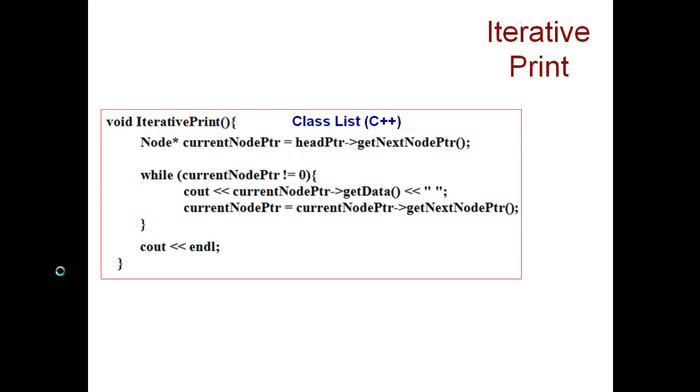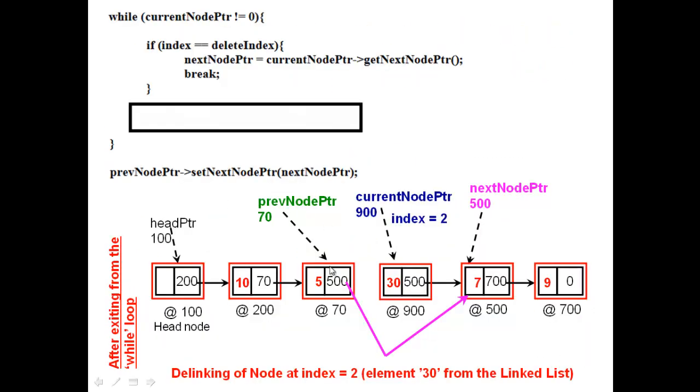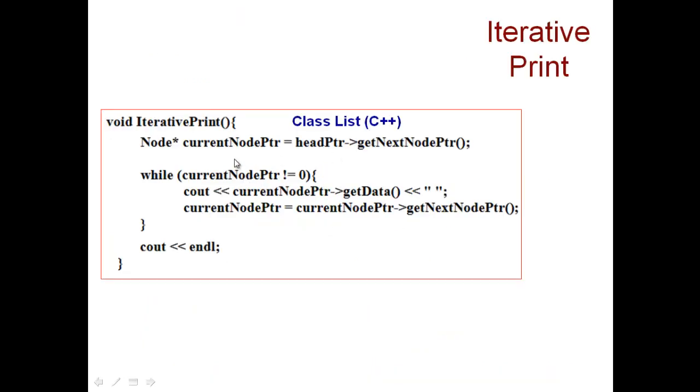We can accomplish this using the current node pointer. The current node pointer stores the address of the node we are currently looking at, and we can print the data of that node. Begin the process by assigning the current node pointer the address of the node next to the head node. That's the convention we follow. Head pointer arrow get next node pointer will get you the address of the node next to the head node, stored in the head node. The head node stores the address of the next node, which is 200, and that will now be the value of current node pointer.